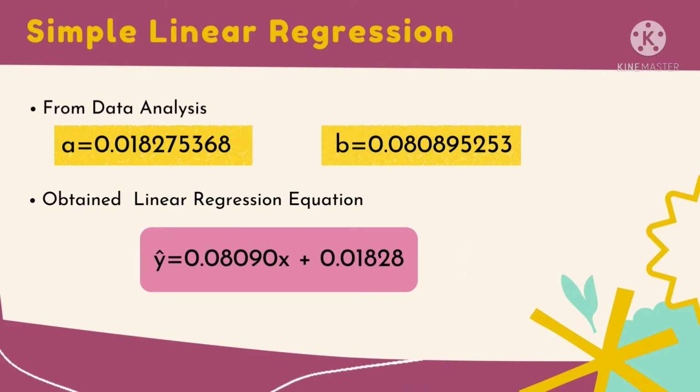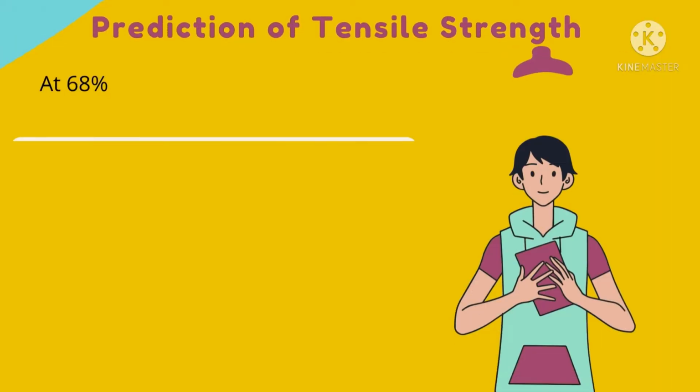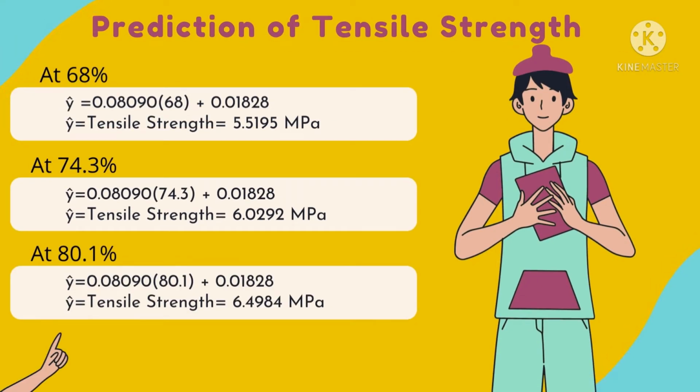From data analysis, we will obtain the values of alpha and beta, and we will get the linear regression equation y equal to 0.08090x plus 0.01828. For prediction of tensile strength, at 68%, we will get the value of 5.5195. At 74.3%, we will get 6.0292. And at 80.1%, we will get 6.4984.